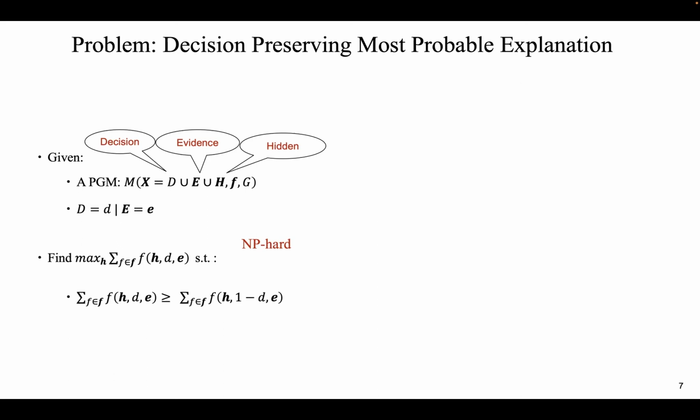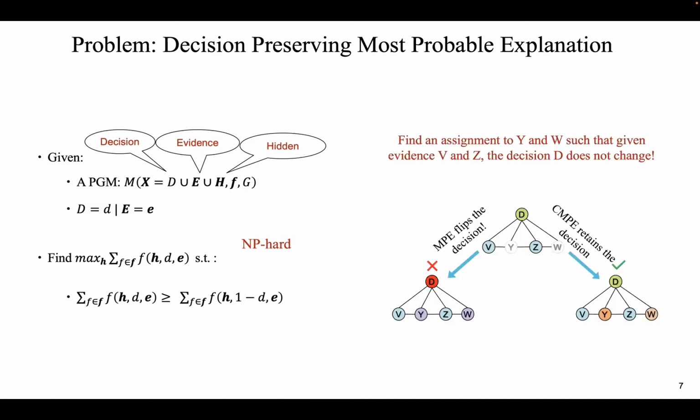So given a graphical model whose random variables include, let's say, decision, evidence, and hidden variables, and given a decision made on some observed evidence, the decision preserving MPE task is to find an assignment to all hidden variables such that a decision based on the hidden variables and the same observed evidence would be the same. Okay. So the decision preserving task, as it turns out, is nothing but a special case of CMPE.